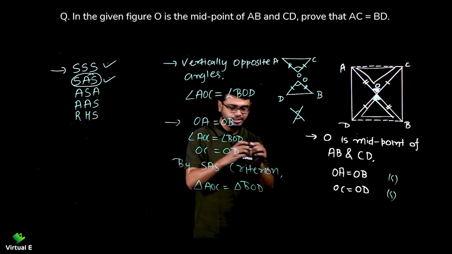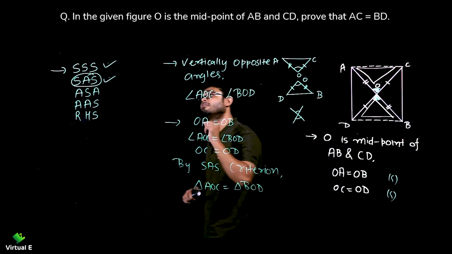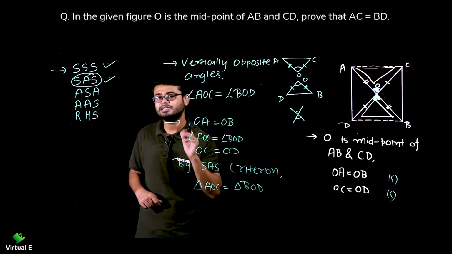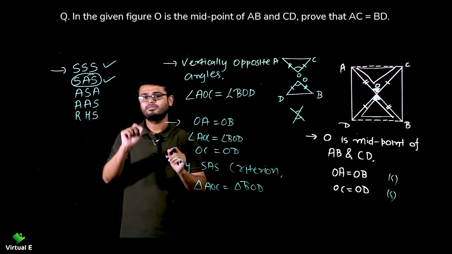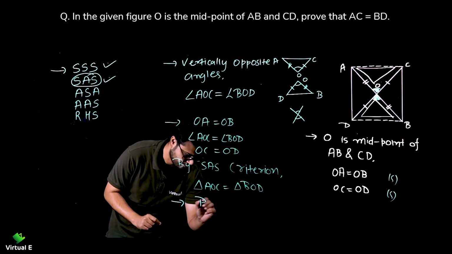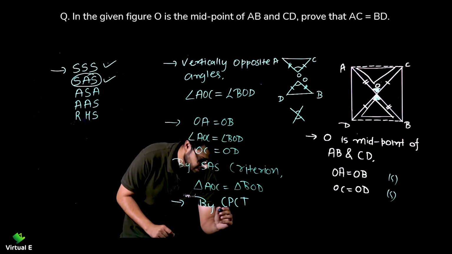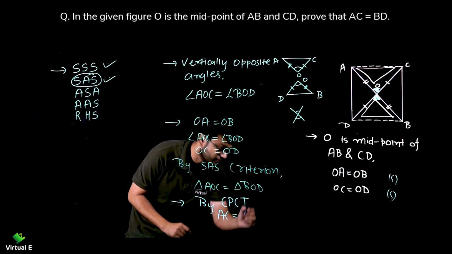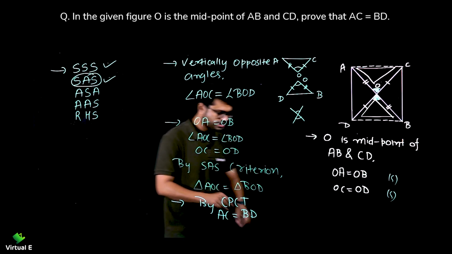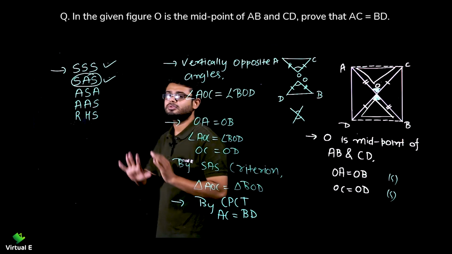Okay, this is done, but is this what we wanted to prove in this question? No, we wanted to prove AC is equal to BD. So I told you previously we discussed that corresponding parts of congruent triangles are equal. So we can write by CPCT, AC is equal to BD. Very simple it is, right? You just need to mention by CPCT, AC is equal to BD.